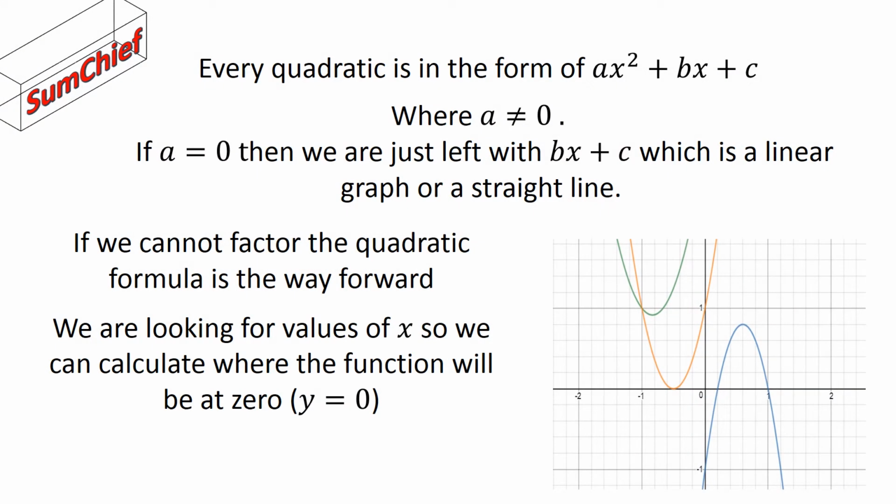Every quadratic is in the form ax squared plus bx plus c, where a does not equal 0. And there are two reasons for that. The first one is that when a equals 0, we're just left with a linear graph, which is a nice simple straight line, which will look something like this. Okay, so let's look into it a little bit further.